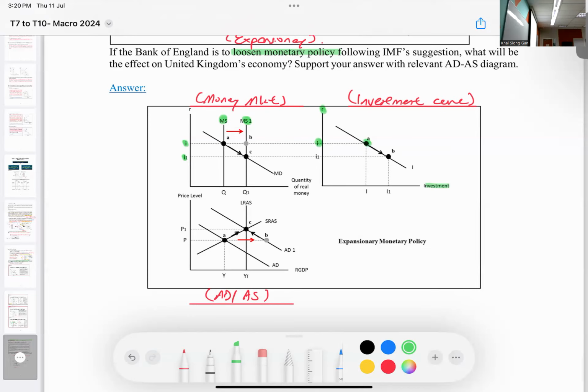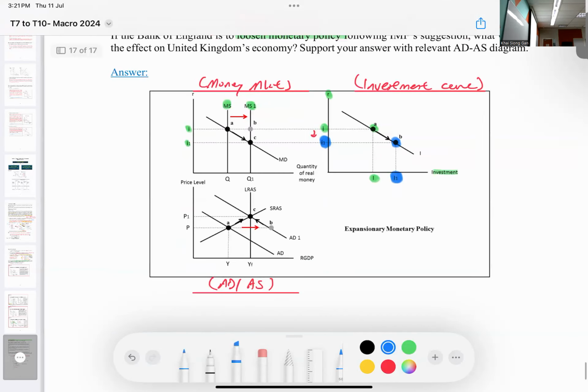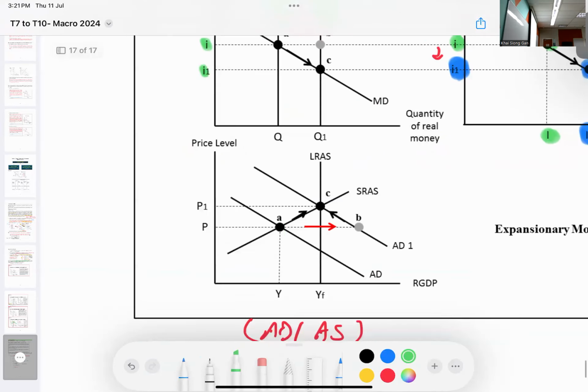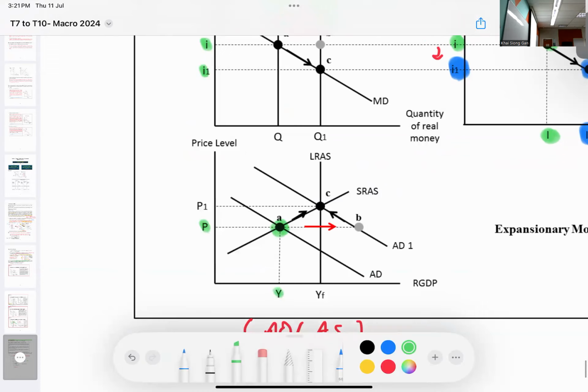At first it's at point A. Now what happened is the interest rate becomes lower, so it goes to point B at a higher investment level. Then we can show AD-AS as well. Again here we can assume that they are starting with a recessionary gap. Your economy is not good, then only they want to loosen it. So you can see at first we start with point A here with a recessionary gap at this price and this output.